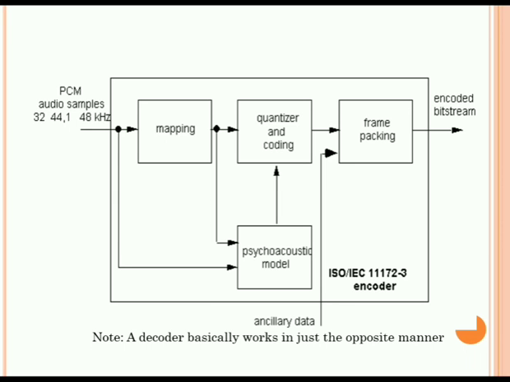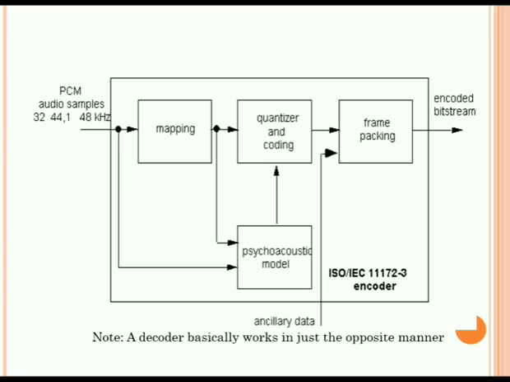Now let us see how an encoder works. This is the diagram for an ISO/IEC 11172-3 encoder. Let us see how audio encoding occurs. We give PCM audio samples at 48 kilohertz to the mapping block, as well as to the psychoacoustic model.